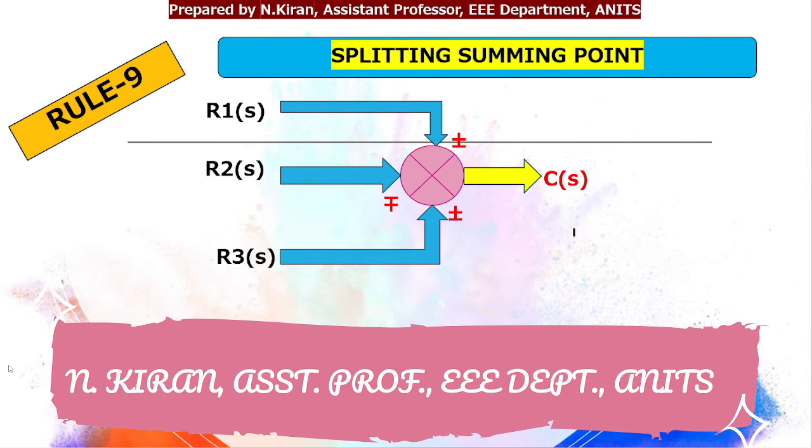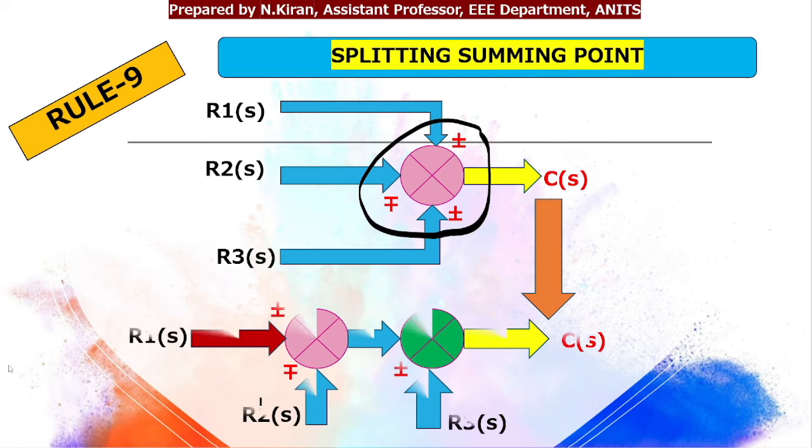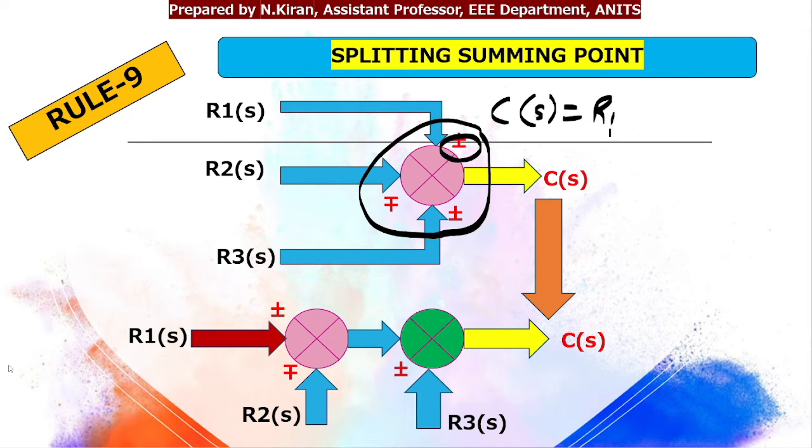And the last rule is splitting the summing point. If my summing point has more than 2 inputs, I can represent this by splitting a single summing point into 2 summing points. You can clearly see this. Previously the expression will be C of S is equal to, for R of S it is plus or minus, so simply it is R1. For R2 it is minus plus, so it is minus plus R2. Again for the third input it is plus or minus, so it is plus or minus R3.